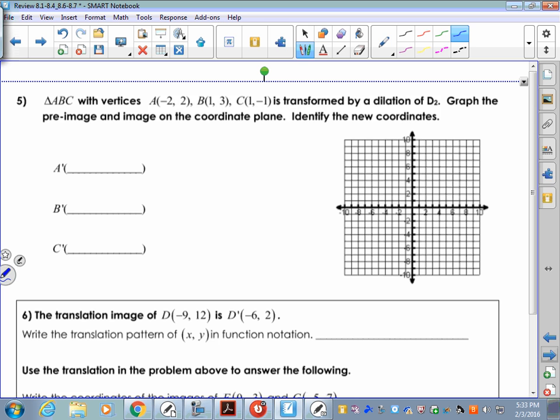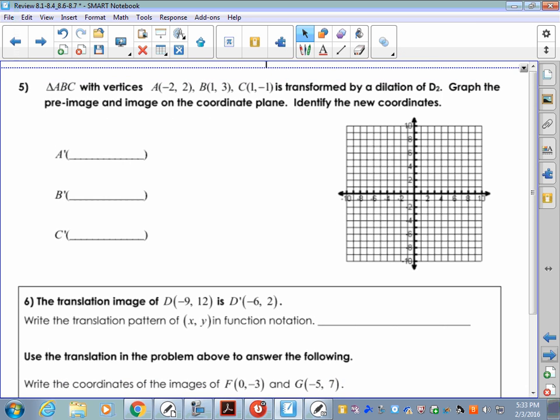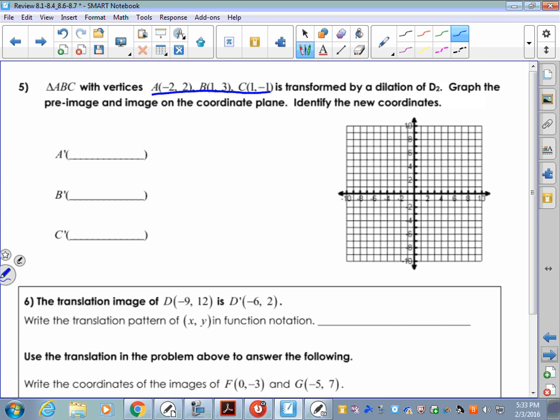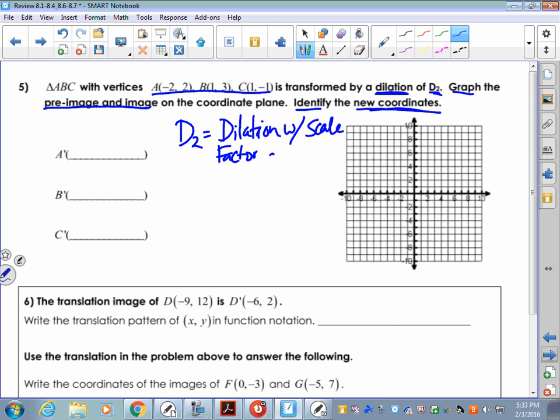Then we talked about making sure we know specifically what you're going to be responsible for on the test. When you read the information, underline key information. We need to know the points transformed by a dilation. Dilation is the key, that means I'm multiplying. D2 tells me what type of dilation. You're going to graph the pre-image and image, and identify the new coordinates. That's important too. Remember, D is for a dilation. If I see D2, basically I have a dilation with a scale factor of 2. That tells me what I'm going to multiply each coordinate by. It's going to be 2.